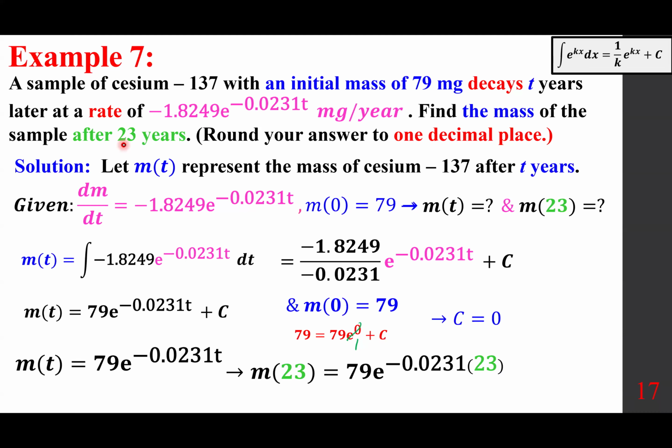Now, we put it into a calculator: 79 e to the power of negative 0.0231 times 23. We get 46 point, a bunch of decimals. Since we want one decimal, we have to know the second one. Since next to it is just 3, we just keep it intact. 46.4 milligrams.